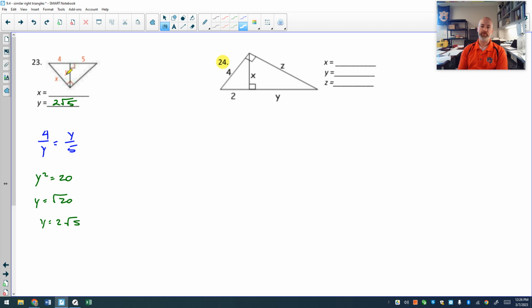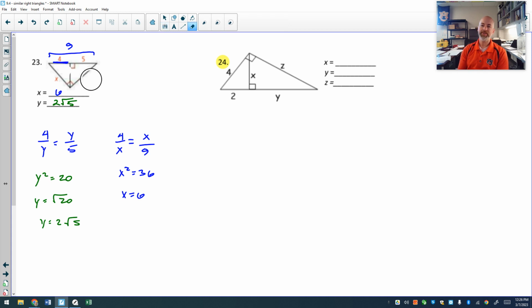I could ignore the fact that I know what y is, because x, a leg of the big triangle, is the geometric mean of the piece of the hypotenuse that touches it and the entire hypotenuse, which is 9. So I could solve for x on 23 by doing 4 over x, the piece that touches the leg over the leg, equals x over 9. X squared is equal to 36. And boy, that's nice and clean. X is 6, and that works.